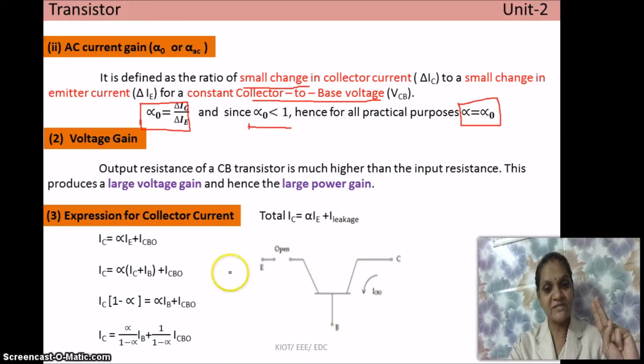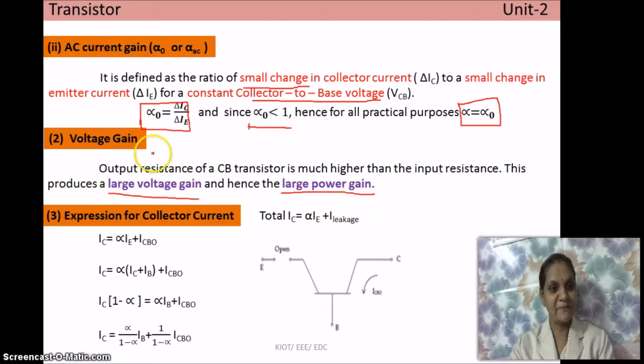The emitter base junction is always forward biased, and the collector base junction is always reverse biased. Here the output is taken across collector base, which is reverse biased and has a large resistance, and the input is given between the emitter and base terminals, which is forward biased, so its resistance is very low. So output resistance is very high and input resistance is very low. The voltage gain is output resistance divided by input resistance, so it has a large voltage gain. And if voltage gain is large, automatically power gain is also large because P equals V into I.